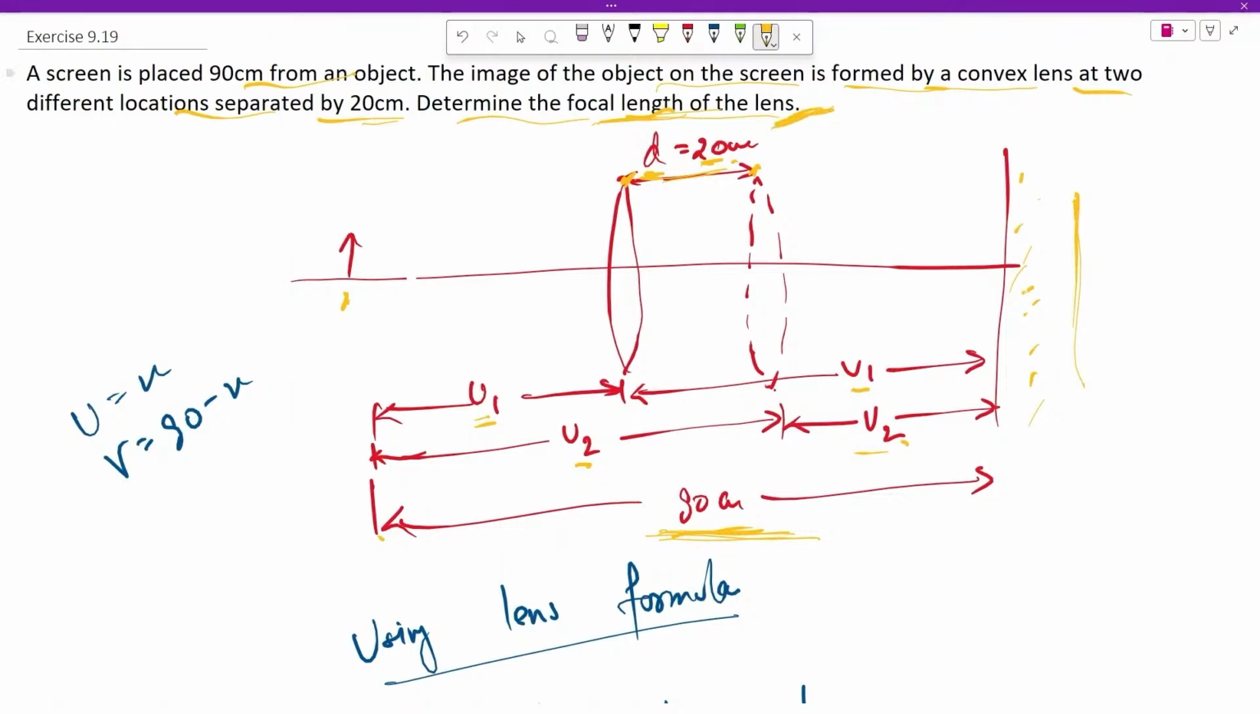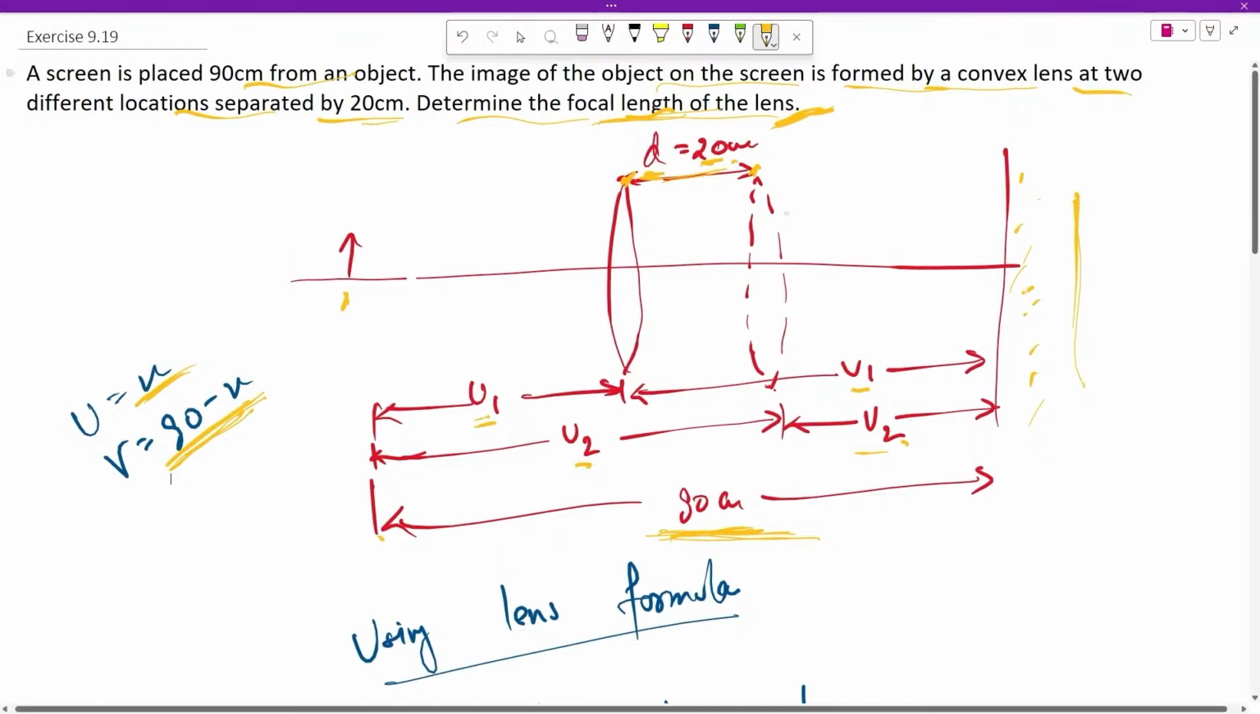Now let us generalize this approach by saying the distance between the object and the lens, wherever it is, either in the first position or in the second position, is the variable x. So automatically the image distance from the lens would be 90 minus x, because the total distance is 90 centimeters. So v would be equal to 90 minus x.